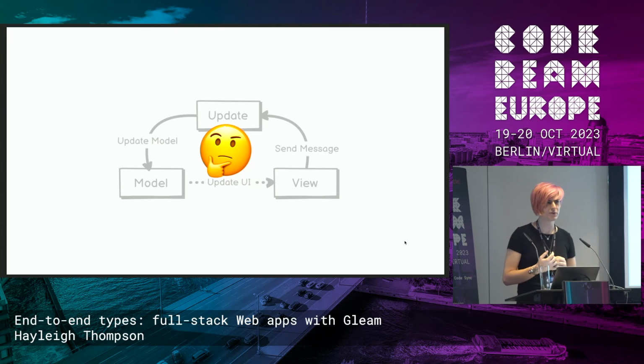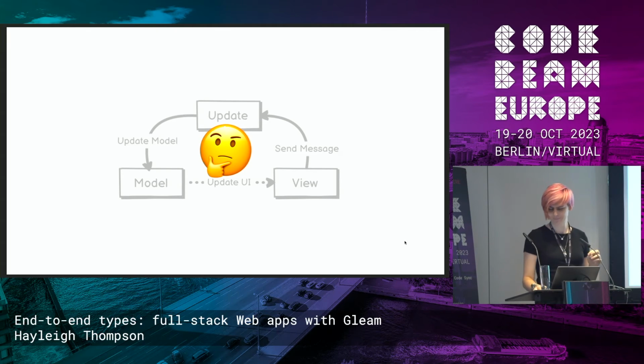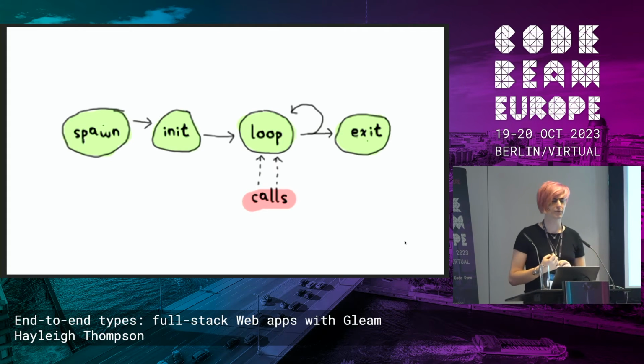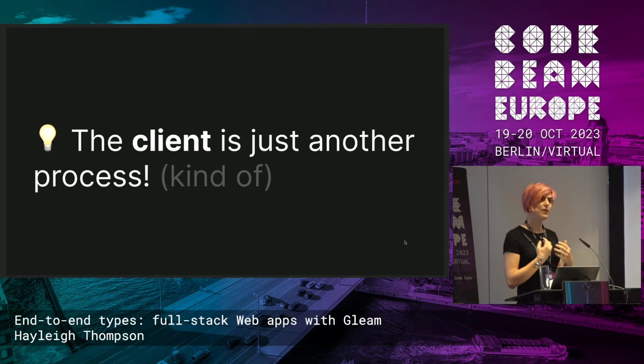I hope maybe for some of you this update loop looks a bit familiar. This is taken from Learn You Some Erlang, and this is a diagram of a process, an OTP process. And it's the same. We have some initial state, and then we have this event loop where we receive messages, do something until the program ends. And this is a really interesting revelation, because it means that you can kind of think about the client as just another process. And I think this is really powerful, because it means you can take some of your knowledge and experience as a back-end developer and directly apply that to the way that you approach problems on the front end.